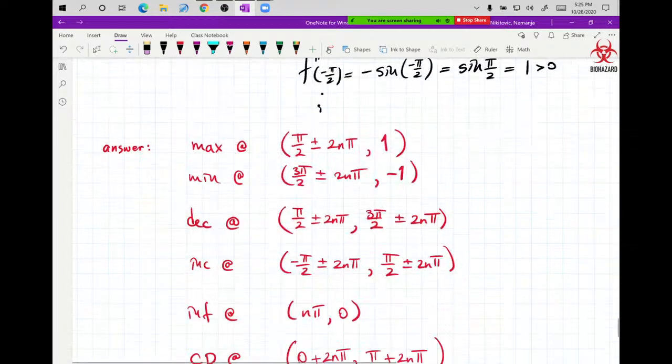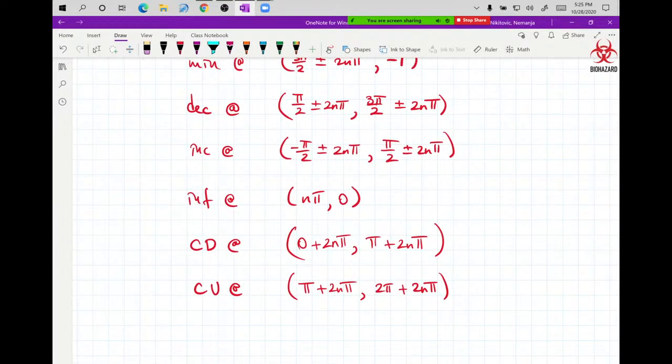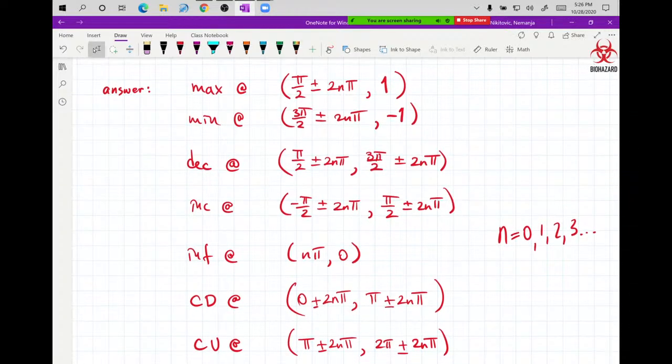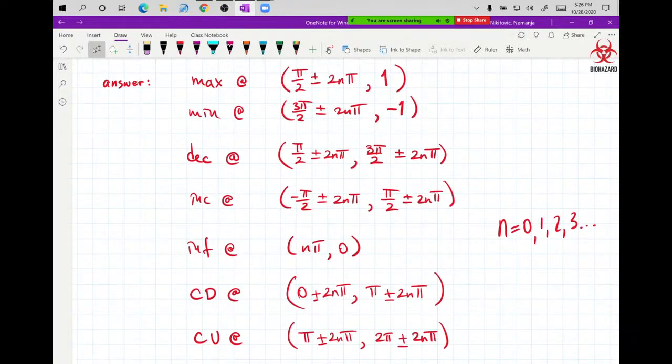Okay, that works. Now you don't have to write this 0. You can just say 2n pi. And then we need the minus signs here as well. There we go. Perfect. And now for all of this, n is equal to 0, 1, 2, 3, dot, dot, dot. That's the answer. This gives everything for the sine function.